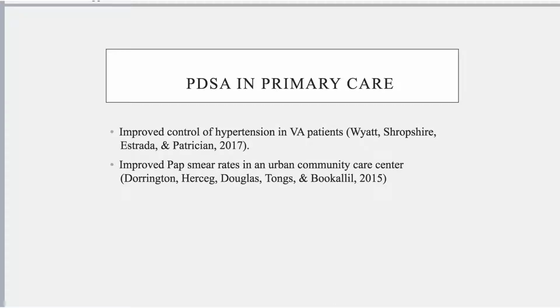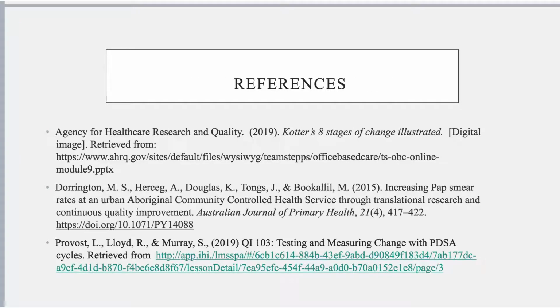What makes the PDSA cycle so great in primary care is that it's straightforward and easy to apply for improvement processes. That concludes my presentation, and these are my references.